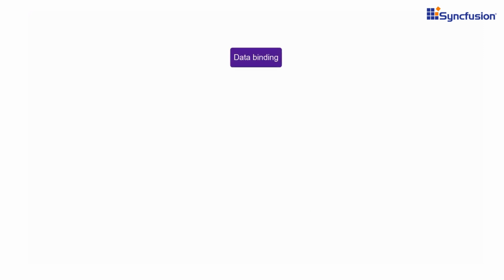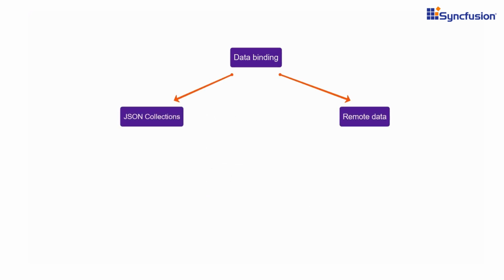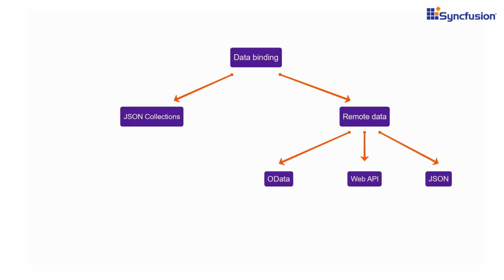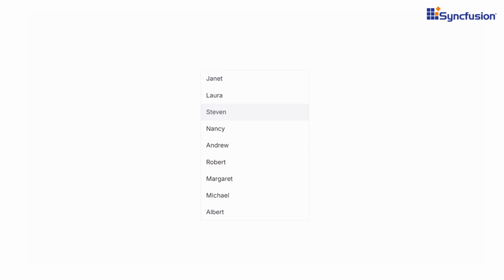Easily bind data from various sources like JSON collections or remote data sources using adapters like OData, Web API, JSON, and more. Looking to rearrange selected items? You can either use keyboard shortcuts to move selected items up or down within the same list, or even use the toolbar actions to do the same.